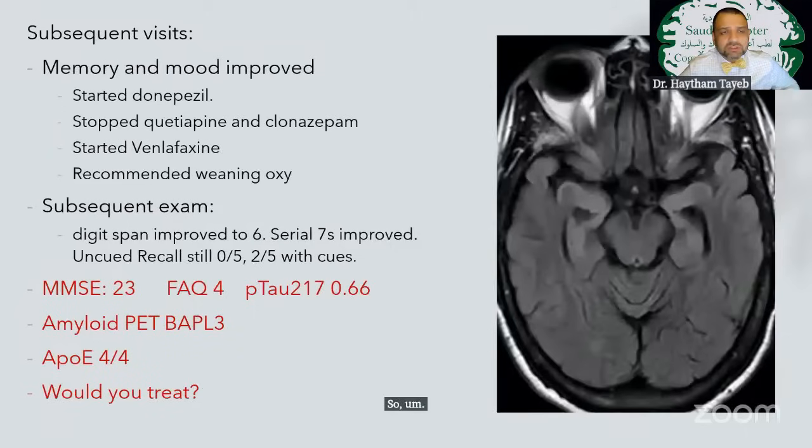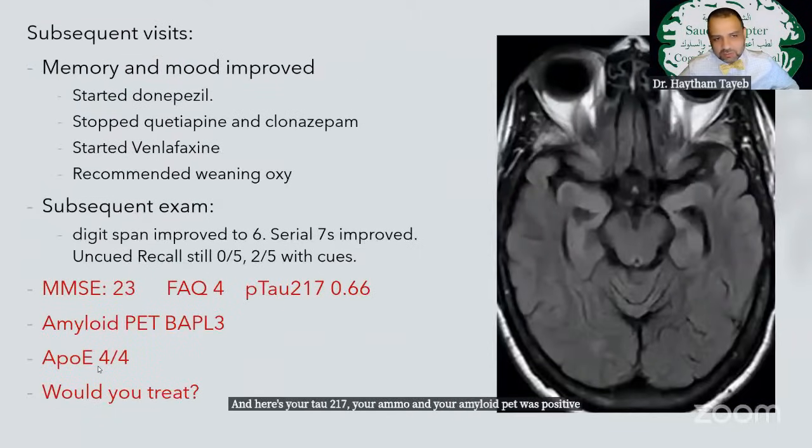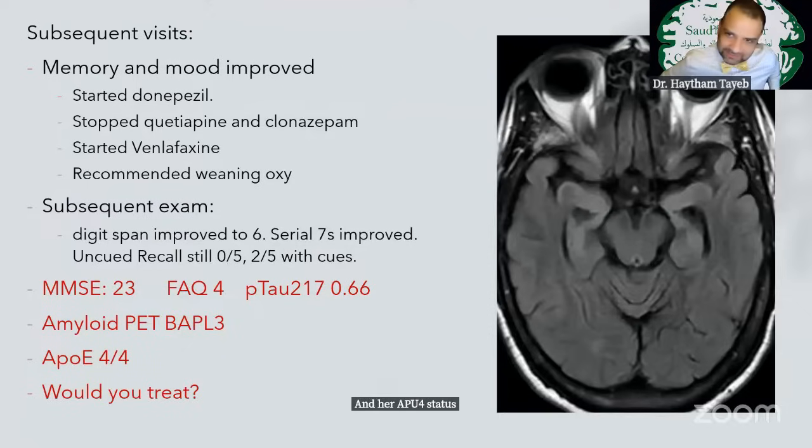So we treated the depression and started donepezil. We got her off the high doses of clonazepam and oxycodone. She's still on a little bit of oxycodone, but she got off the clonazepam completely. Her depression significantly improved, and lo and behold, her cognition also improved and her functioning improved. Now she looks like a mild dementia. And here's her tau 217, her amyloid PET was positive, her ApoE4 status is homozygous, and her MRI brain is clean as a whistle for her age.